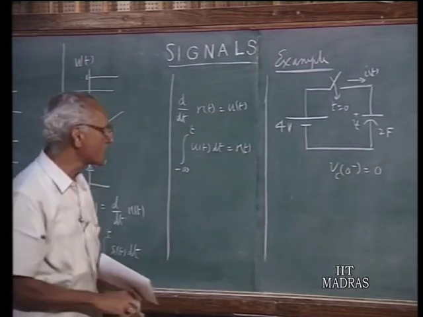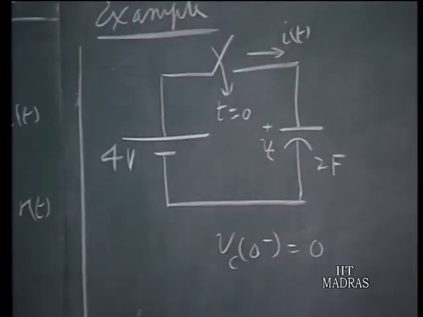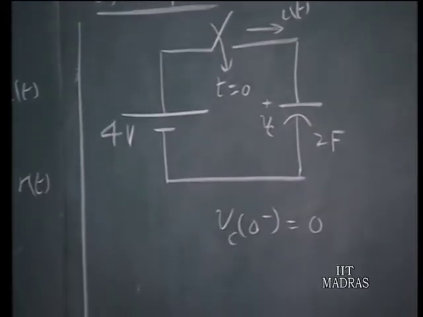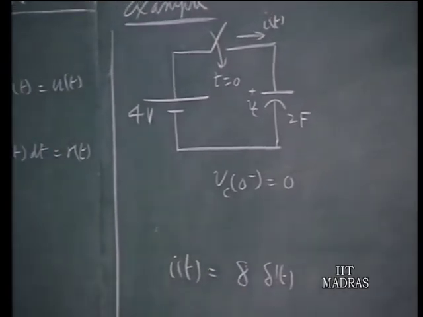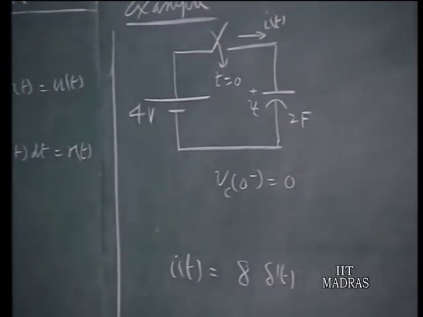So you can obviously see that the current in the circuit is described by a delta function. So the current in the circuit i(t) can be written as 8 delta(t). Because the area under this curve is 8 units, that represents the charge that has been put on the capacitor in the infinitesimal interval between 0 minus to 0 plus. So i(t) is 8 delta(t).